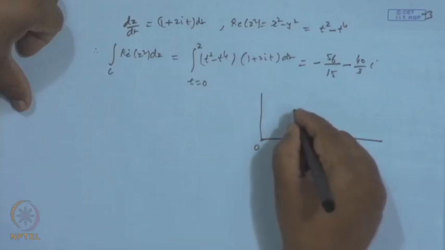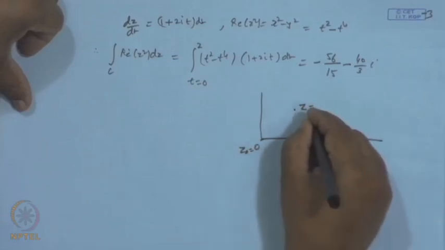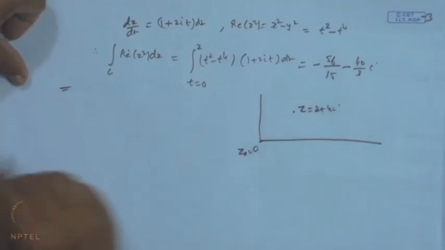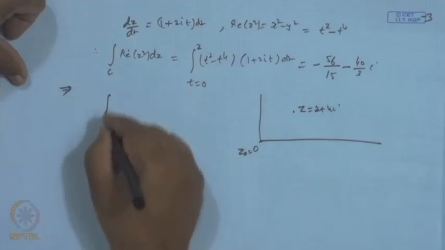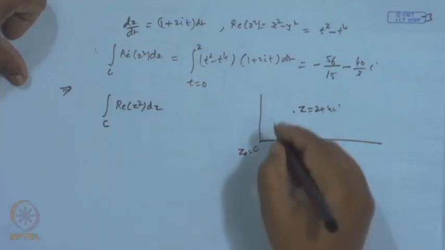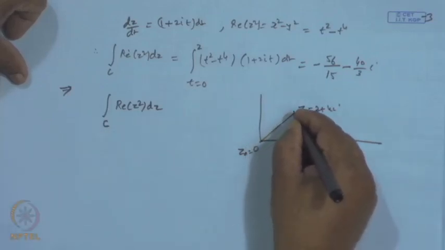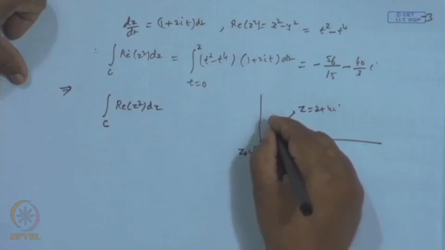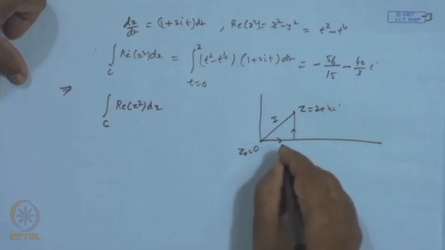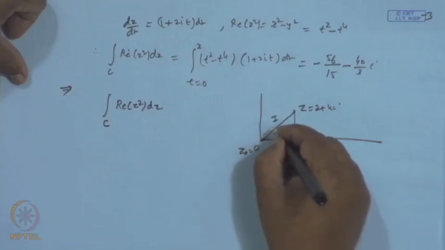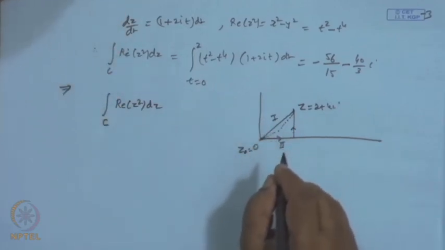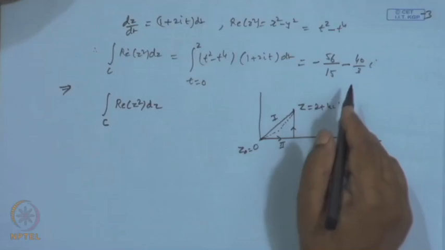So, what we conclude is that these are our 2 points z0 and z, which is 2 plus 4i. We want the integral of this function, real part of z squared dz, along the path C, where C varies. In the first case, it is a straight line joining these 2 points, this is the first path. In the second path, we are going along this, and this is the second path, and the third path will be like this, a parabola. So, in all the 3 cases, what we are seeing, the values are different, they are not coming to be the same.